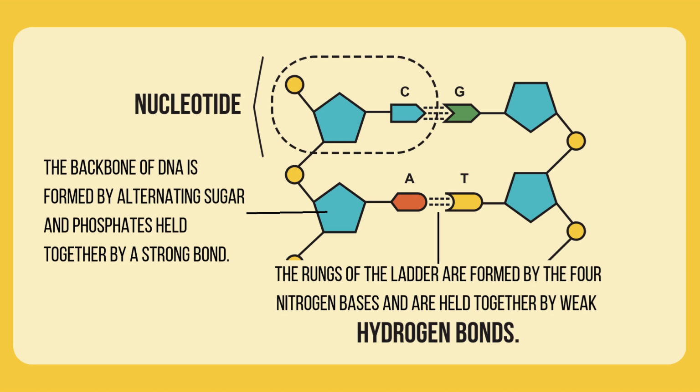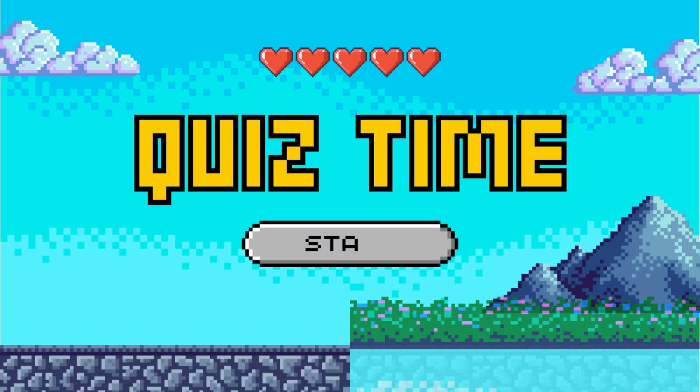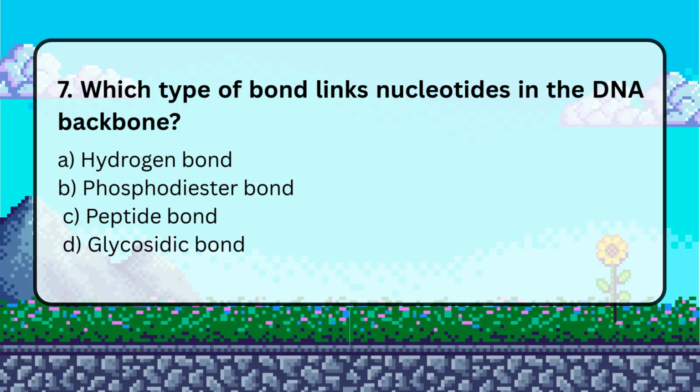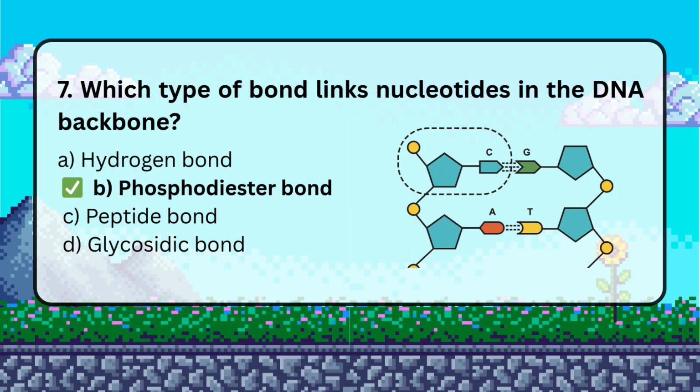Now the backbone of the DNA: the sides of the DNA ladder are composed of alternating sugar and phosphate groups joined by strong covalent phosphodiester bonds. Now the MCQ question can be asked as, which type of bond links nucleotides in the DNA backbone? So the right answer will be phosphodiester bond, because phosphodiester bonds connect the third carbon of one sugar to the fifth phosphate of the next nucleotide, forming the sugar-phosphate backbone.